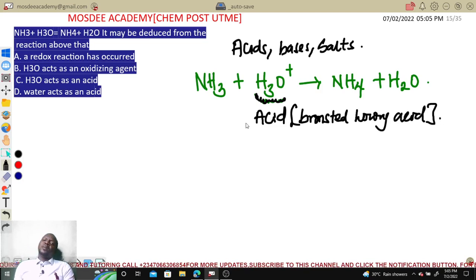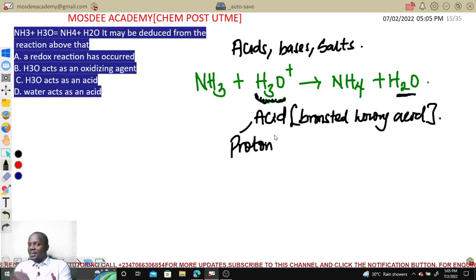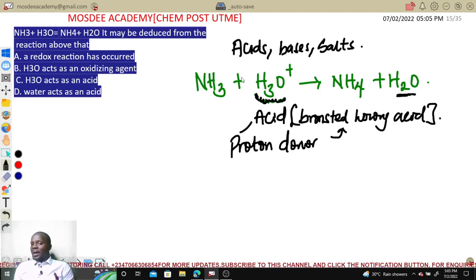Why is it a Bronsted-Lowry acid? We talk about proton donor. This H has been donated, forming water. So this is an acid because it is called a proton donor. A proton is positively charged, and a proton donor is called an acid. Whereas a proton acceptor, look at this, NH3 has accepted the proton here to become NH4.